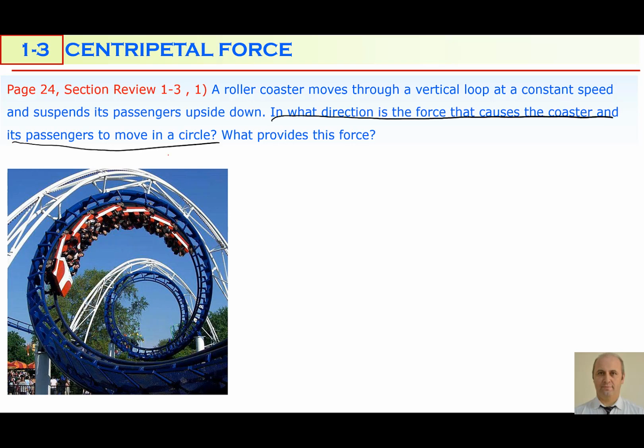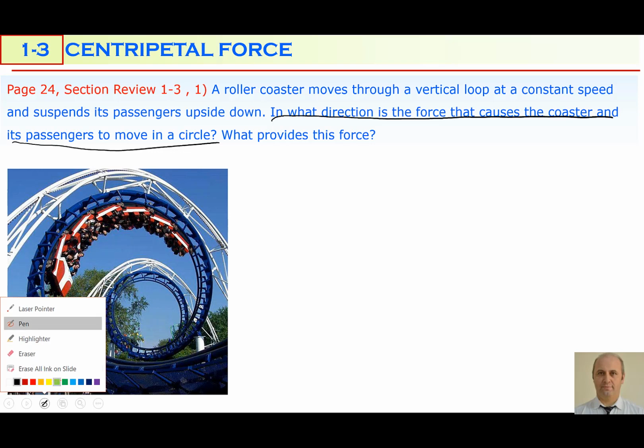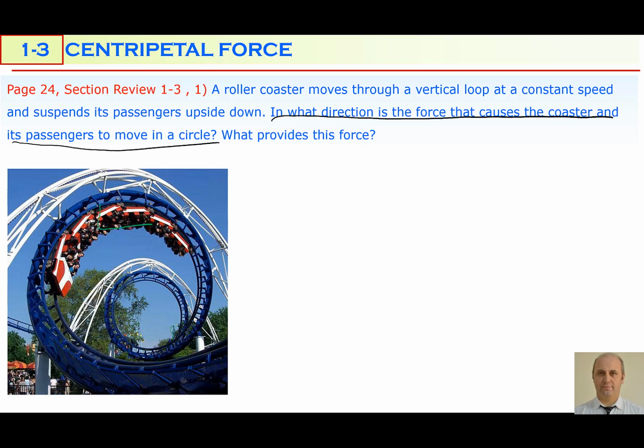And we know that if it suspends passengers upside down, the car must be up here at the vertical position. So let's draw in another color. Right here, the car is up there. That's why the center of the circular path is here, and we know that centripetal force always points towards the center. That's why the force that causes the coaster and passenger to move in a circle must be downward. So the answer to this question is going to be downward.